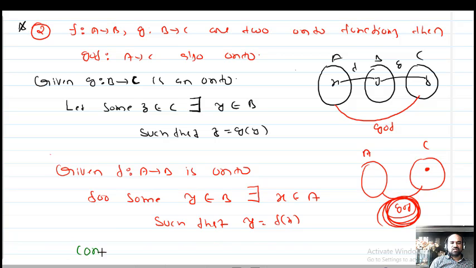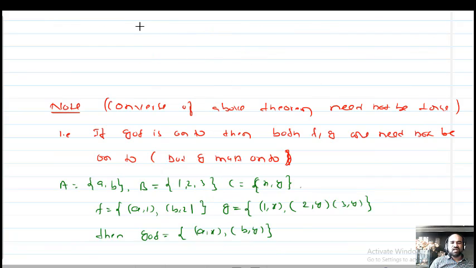Consider z equal to g of y. So instead of y, I can write f of x. This is g circle f of x. I will write it on the next page. So what did I get here? z equal to g circle f of x.